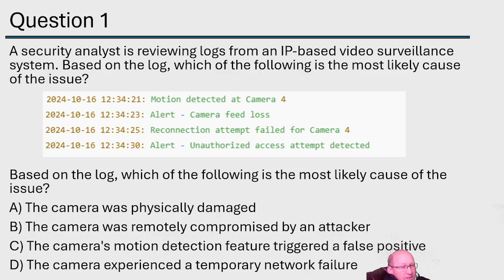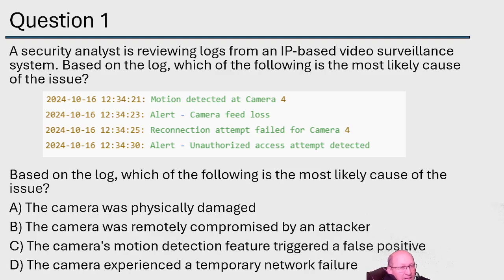D, the camera experienced a temporary network failure. It is a possibility that it experienced a network failure, but with the unauthorized access attempt combined with the motion detected at the camera, probably not the correct answer. And so I feel like we can get rid of that one. So it's got to be either A or B. Which one is it? Was the camera physically damaged, or was the camera remotely compromised by an attacker?